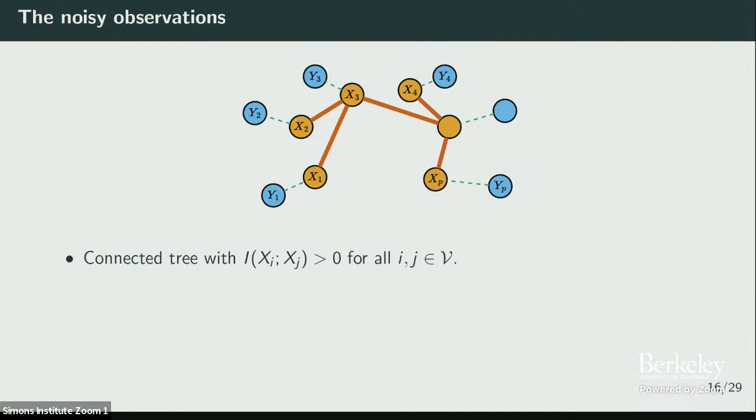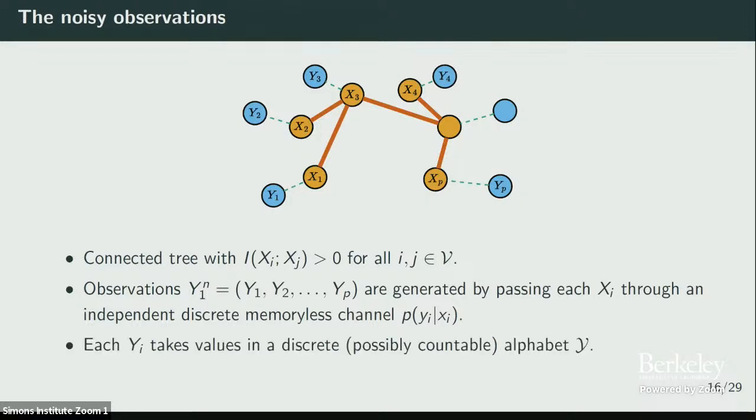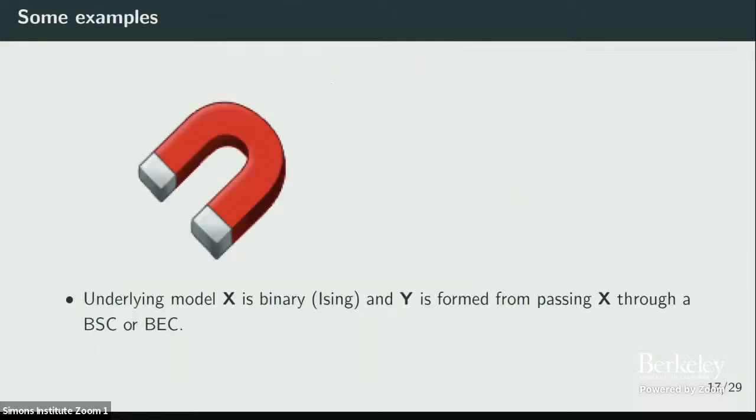So again, we have this connected tree, and the observations are generated by passing each xi through an independent and, in this case, identical discrete memoryless channel, and each yi also takes values in a possibly countable alphabet. I've now stated the model three times, so hopefully everybody's on the same page.